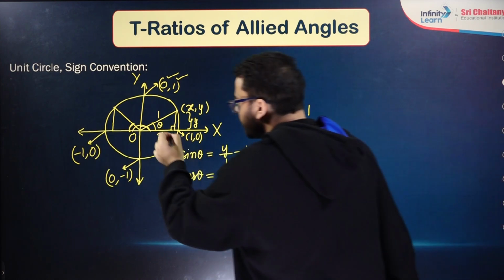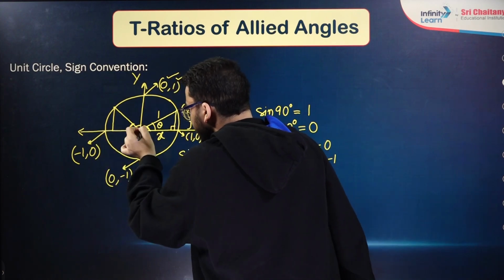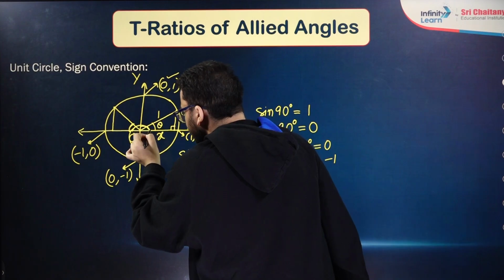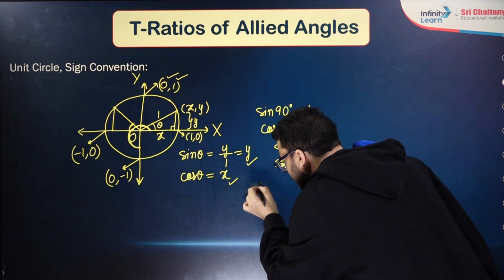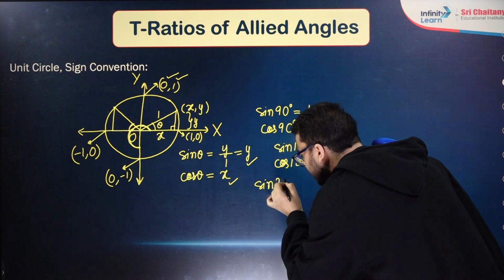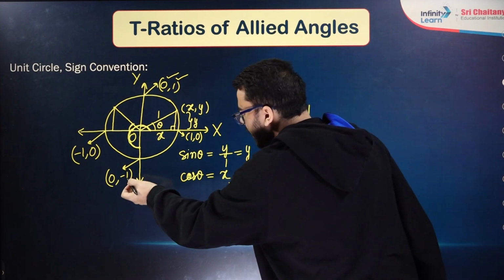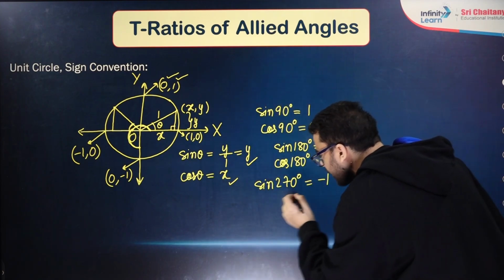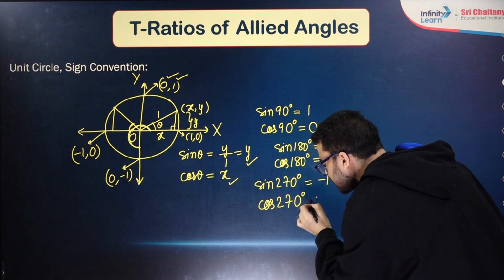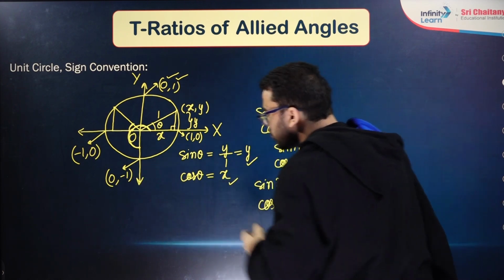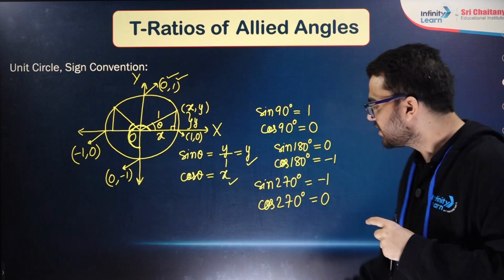In the same manner, if you keep on rotating, you see this angle is what? Plus 90. You see, 180 plus 90. So this angle is 270 degrees, right? So what will you get? Sine 270 degrees, the corresponding y coordinate over here. So sine 270 is minus 1. And cos 270 is the corresponding x coordinate, that is 0. Cos 270 is 0 over here. You can obviously check it once again.